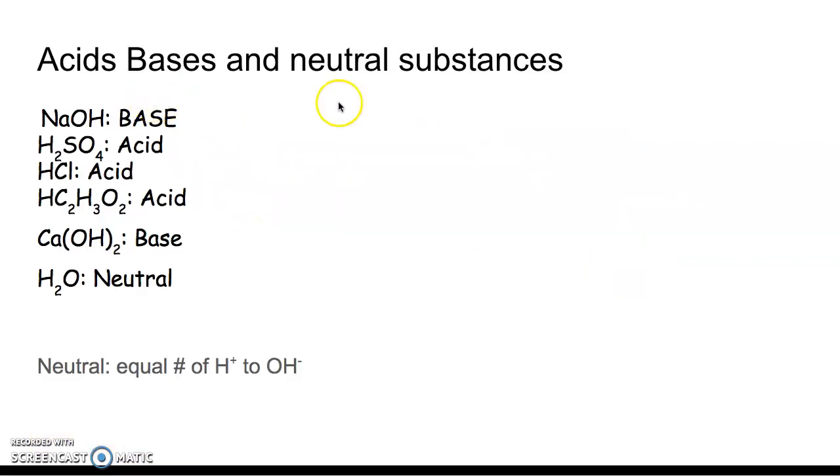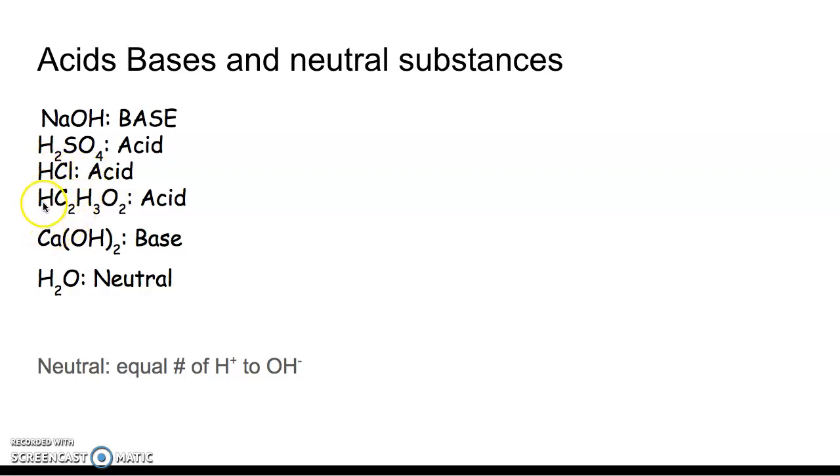Okay. So let's look at some examples of acids and bases. So we have here sodium hydroxide, NaOH. Again, this has an OH, so it's going to be a base. Here we have H2SO4. There's an H here, so this is an acid. It actually is called sulfuric acid. Here's HCl. Again, another H here. It's going to be an acid, and it's hydrochloric acid.